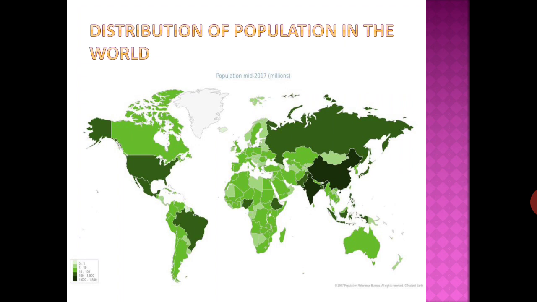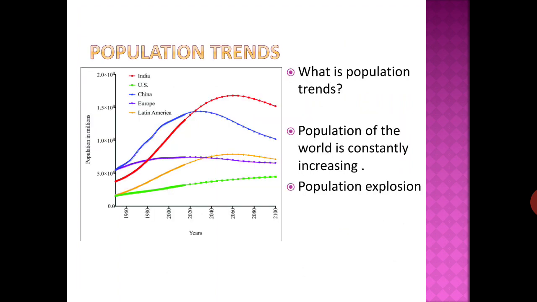Now let us have a look at the distribution of population in the world. Distribution of population means how people are distributed, how people are living in different places of the world. People are not living in all places. It is unevenly distributed. There are some places where more and more people are living, and places where very few people are living. So it is very unevenly distributed.